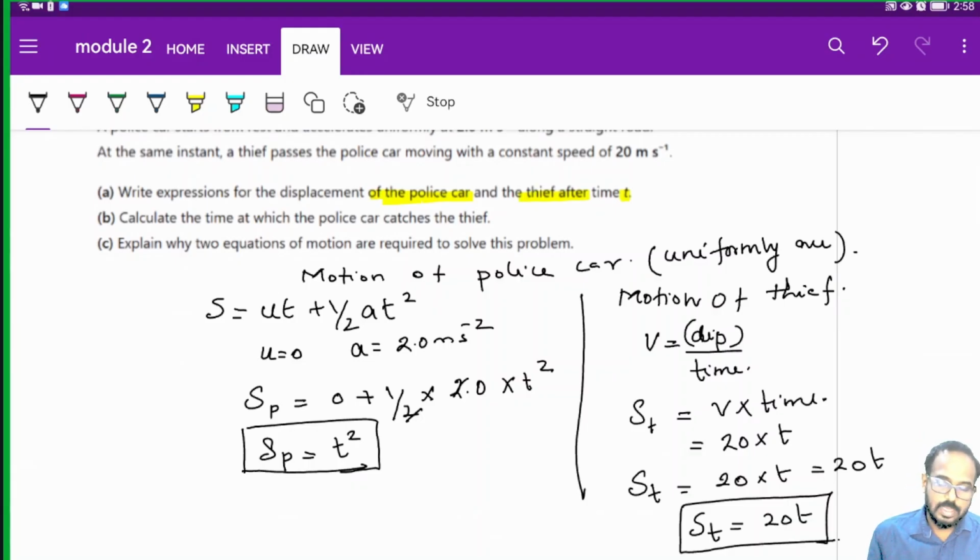Now, second part, B. Calculate the time at which the police car catches the thief. When the police car catches the thief, it means what?